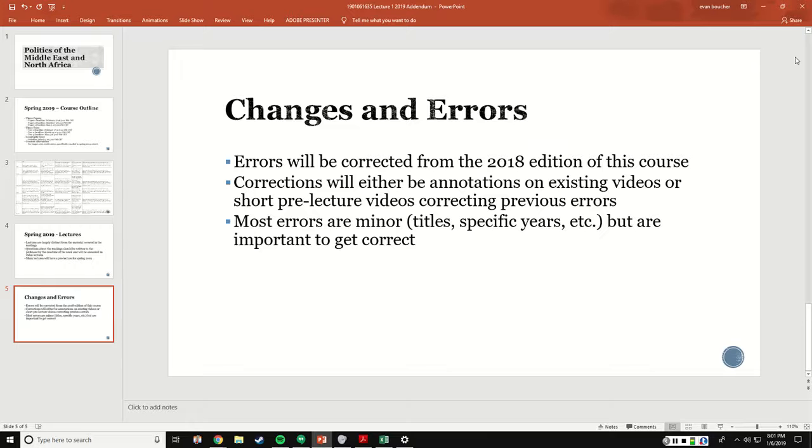So in terms of changes, errors will be corrected from the 2018 edition of this course. As I mentioned, there are a number of small errors. It's usually somebody's title, a specific year, right? In one instance, despite having studied it, I forgot that the calendar year of the Russian Revolution was 1917, not 1916, which was another major event in World War I. And those sorts of things will get ironed out in the lecture, although feel free to send me factual correction notes. There are still a few things in the old lectures that need correcting, but I figured no one would want to listen to a 15-minute correction.